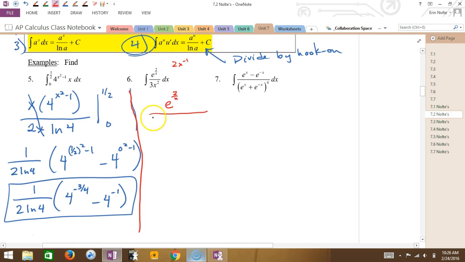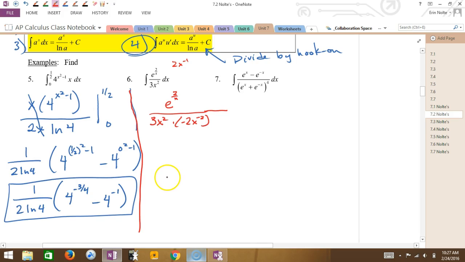I have a big bottom, so I'm going to have 3x squared, which was there. I have to multiply by the derivative of the exponent. What's the derivative of 2x to the negative 1? Negative 2x to the negative 2. And then what do I also have to include? Oh, no, I don't. The natural log of e is already 1, right? That's just the derivative of the exponent.